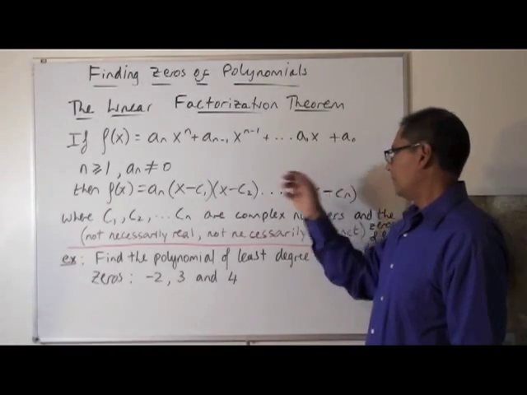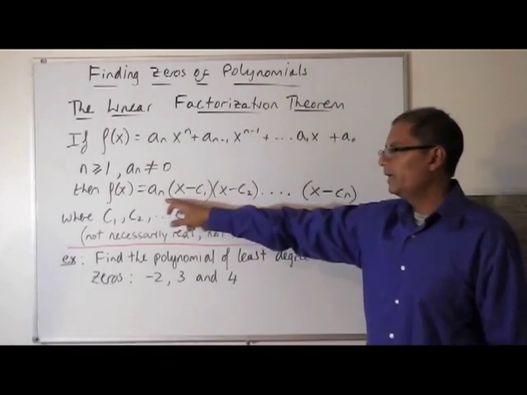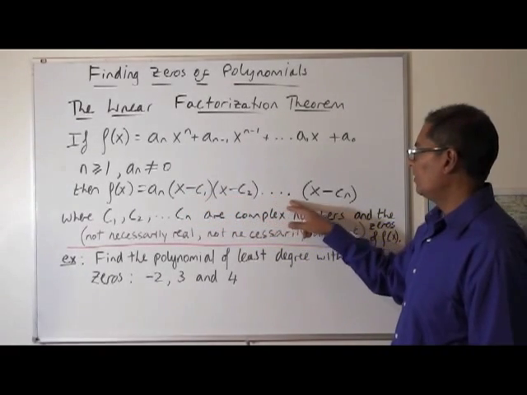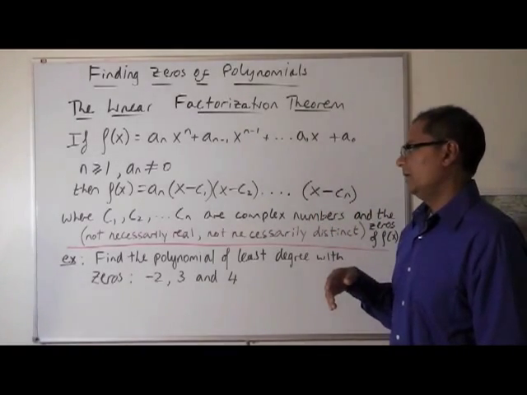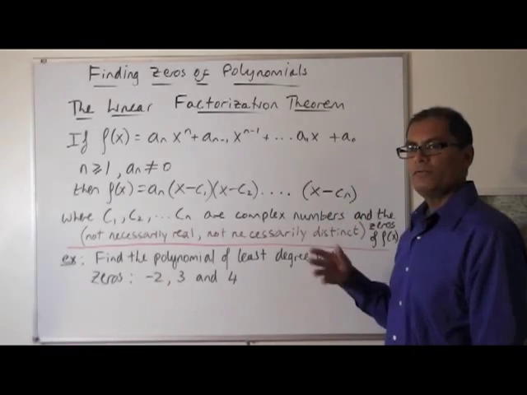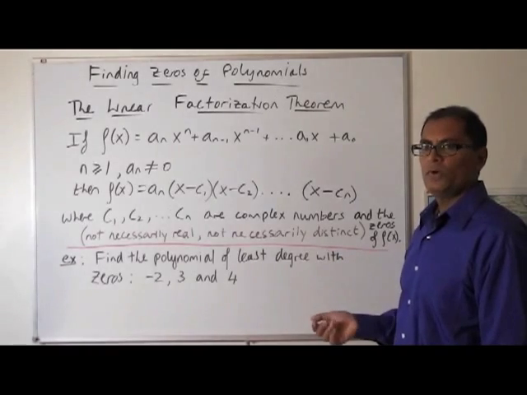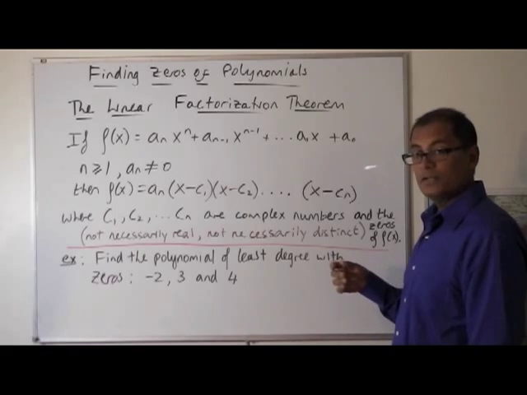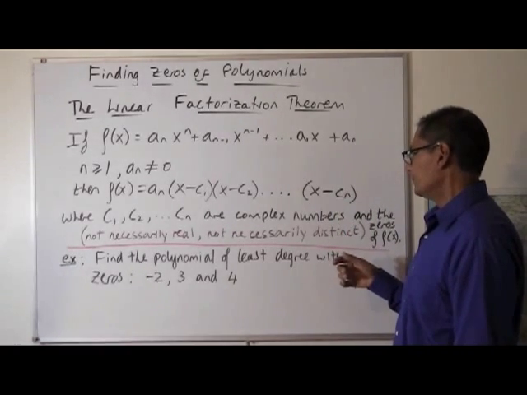If we have a polynomial of degree n, then it can be written as a product of factors. a_n, the lead coefficient, times x minus c1 times x minus c2 all the way to x minus cn. So we're going to have n factors. And note that c1 through cn are complex numbers. So that is a result of the fundamental theorem, which tells us there's at least one complex solution. So we found here that actually there are n complex solutions and n factors.